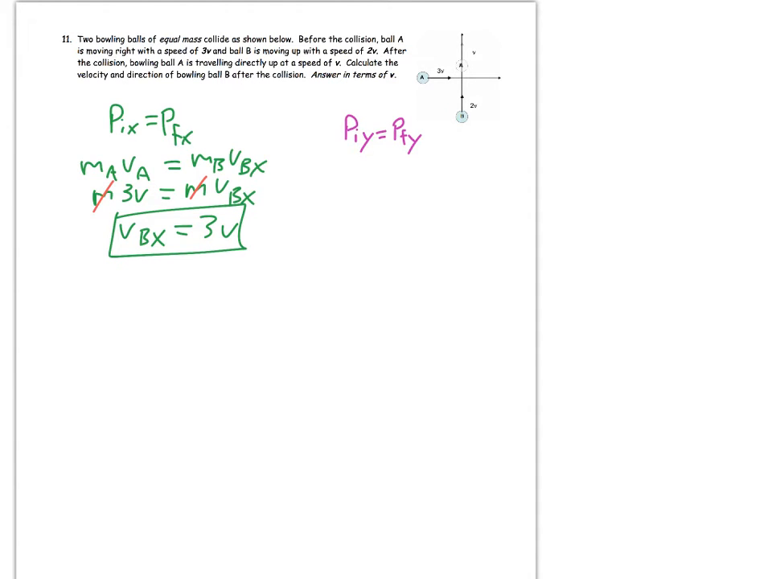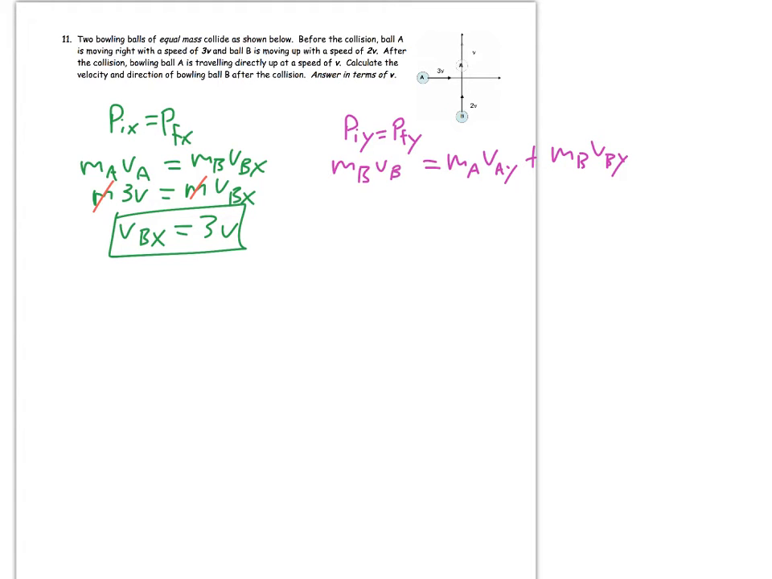We also want to set up conservation of momentum in the y. So initially in the y direction, I just have bowling ball B moving because bowling ball A is moving purely in the x before the collision. Afterwards, bowling ball A is moving in the y direction, so I'll add its y velocity there, and then we're also going to have bowling ball B moving in the y direction after the collision.